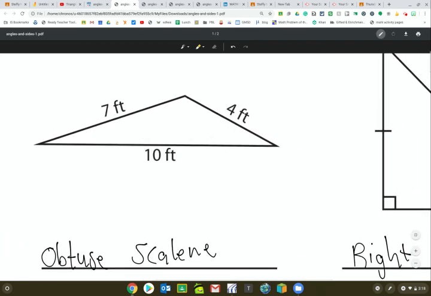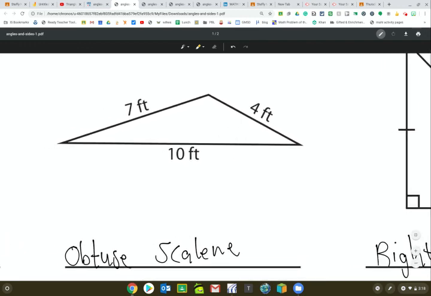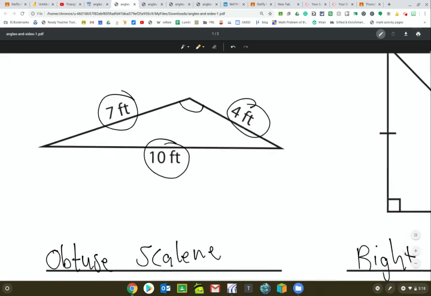This next triangle is first obtuse. The reason it's obtuse is because this angle is wider than 90 degrees. And I wrote scalene because if you look at the lengths of the sides, all three are different, so there are no sides with equal length, which is a scalene triangle. So this is an obtuse scalene triangle.